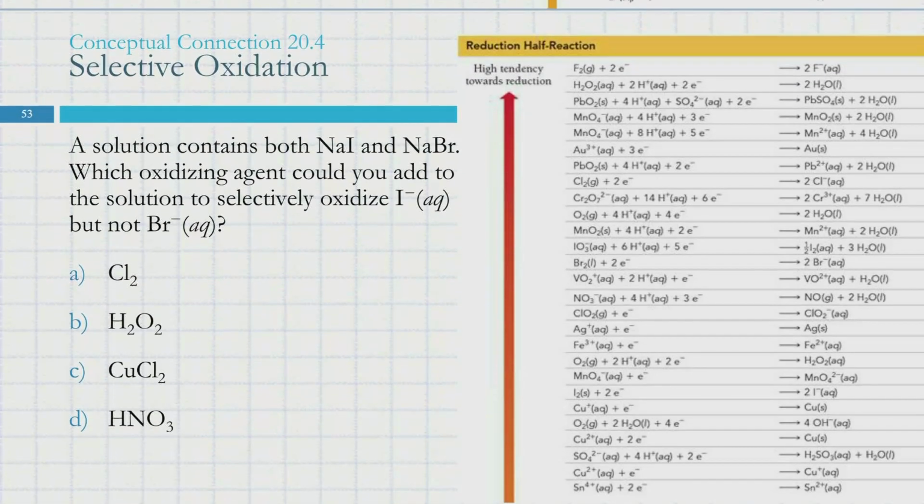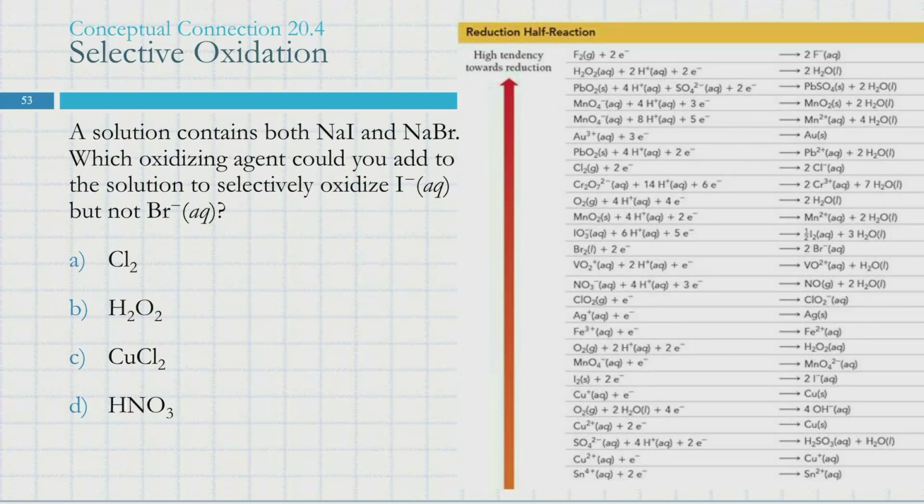All right, another one. Let's say that we've got a solution that contains both sodium iodide and sodium bromide. Which oxidizing agent could you add to selectively oxidize I- but not Br-? Our options are chlorine gas, H2O2, copper 2 chloride, and nitric acid. And I think the trickiest part of this problem is finding all four of those things.